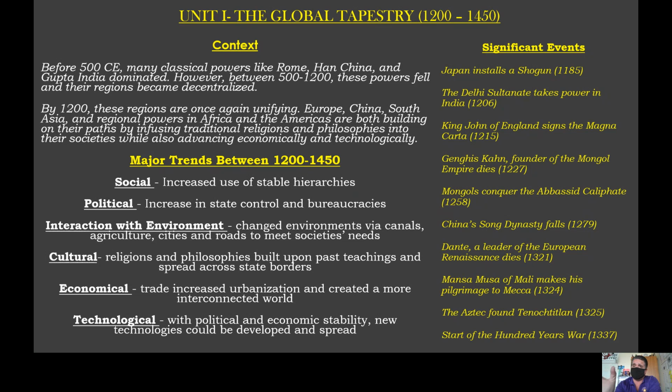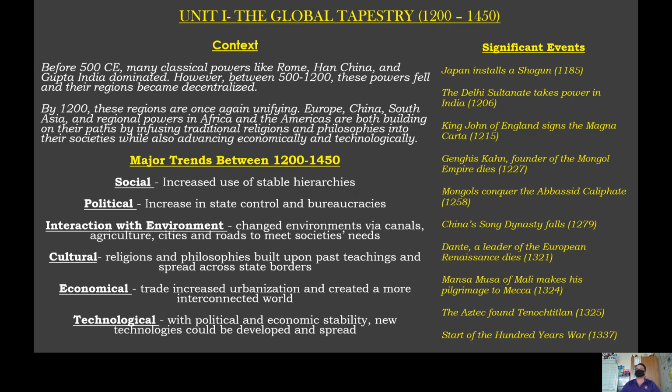Just about all of the different prominent civilizations of this time period have a hierarchy in society. It's one of the ways that they stabilize things. Politically, you see an increase in state control and bureaucracies, more centralized government. That word bureaucracy will probably show up more times on the AP exam than any other. It's a weird sounding word, but we've used it all year.